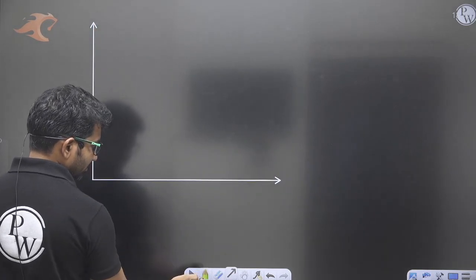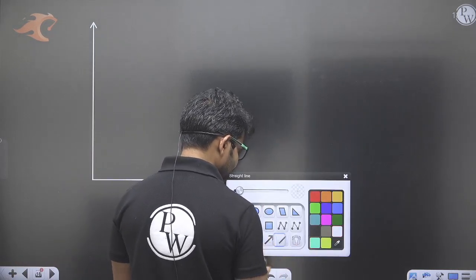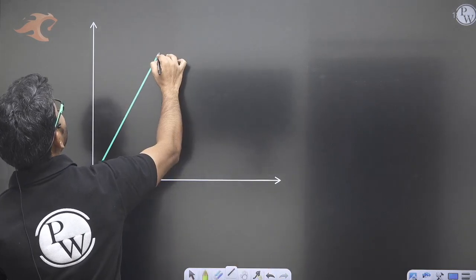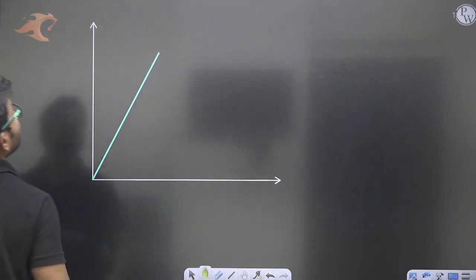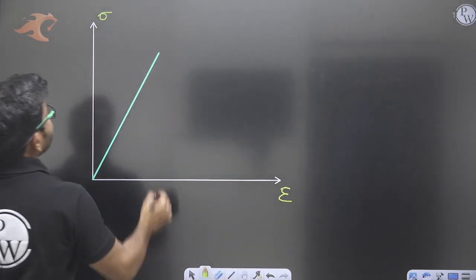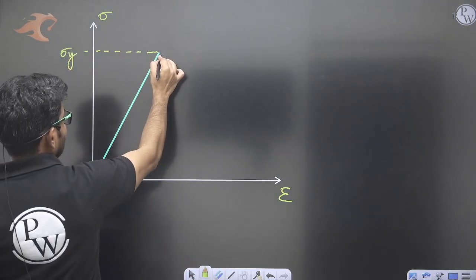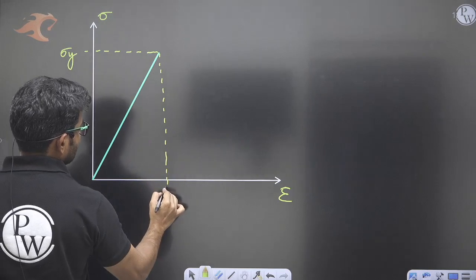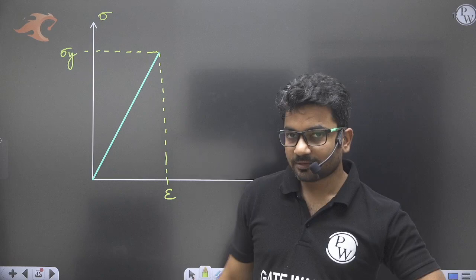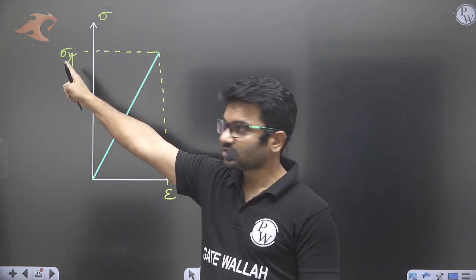We don't study non-linear elastic materials here. So Hooke's law will always be valid. For a linear elastic material, we will get a straight line, and this is the graph between stress and strain. Let us say up to here we have sigma y, and here we have the strain. This is the yield stress. Now you might ask, sir, why are we using sigma y? Sigma y represents yield stress, right?